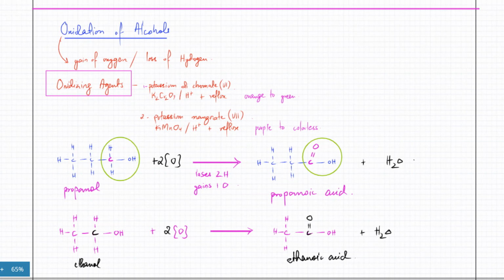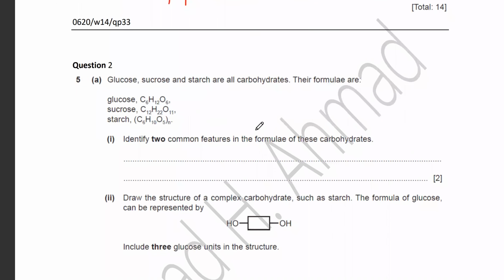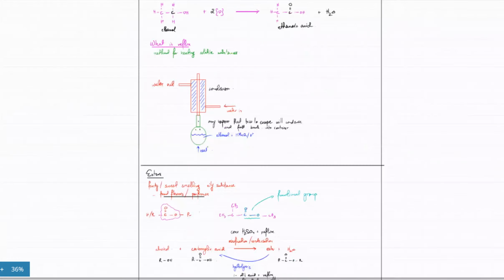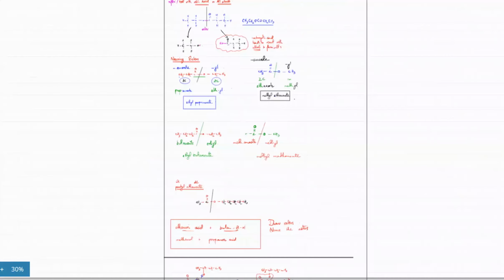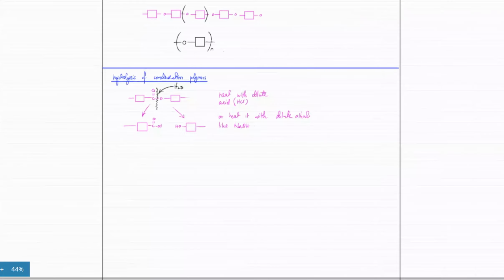अगला जो part है, now this is identify two common features in the formula of these carbohydrates. Remember, ये हमने discuss भी किया था, and we wrote this down in the notes as well. आखिरी चीज जो हमने पढ़ी थी ना, that was carbohydrates, simple sugar से जो बनते थे. These last ones.